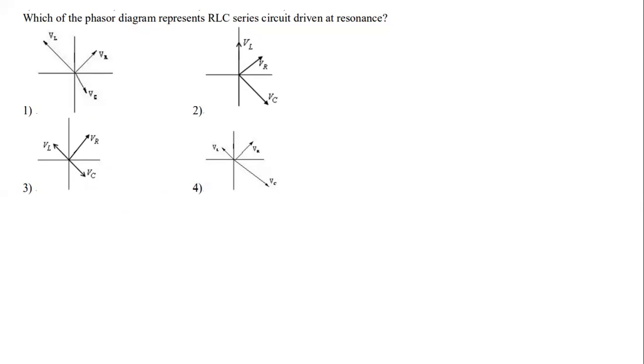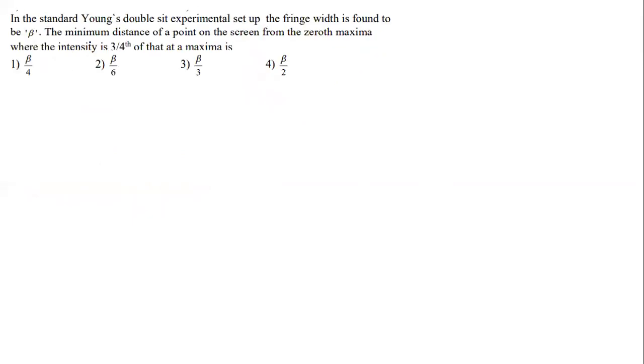Which of the following diagrams represents the LCR circuit in resonance? At resonance, what do you have? VL is equal to VC. So this is the correct option. If not resonance, it all depends on the values. But again, they mentioned resonance, in which VL is equal to VC. The correct graph is the third option.